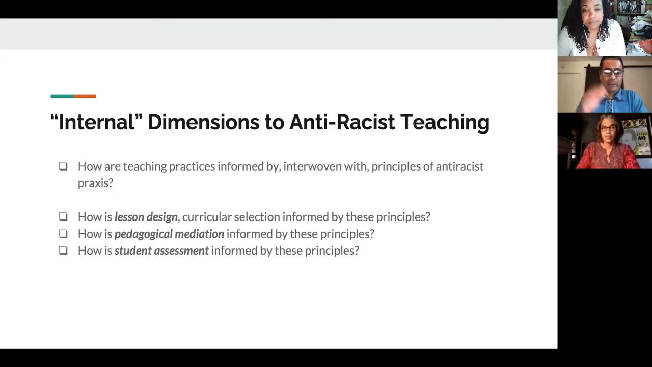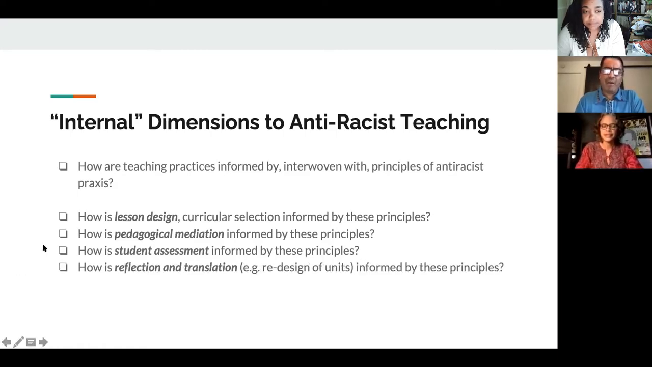And in my experience, student assessment is seen as an evil, because the generally held narrative is that it's only certain things, but it's not seen as something dynamic that informs our teaching. I also cannot think of my own teacher education work without an assessment piece that I then reflect on and that loops back into thinking of how I can do things better. So how is reflection and translation? For me, one of those examples is redesigning units informed by these principles.